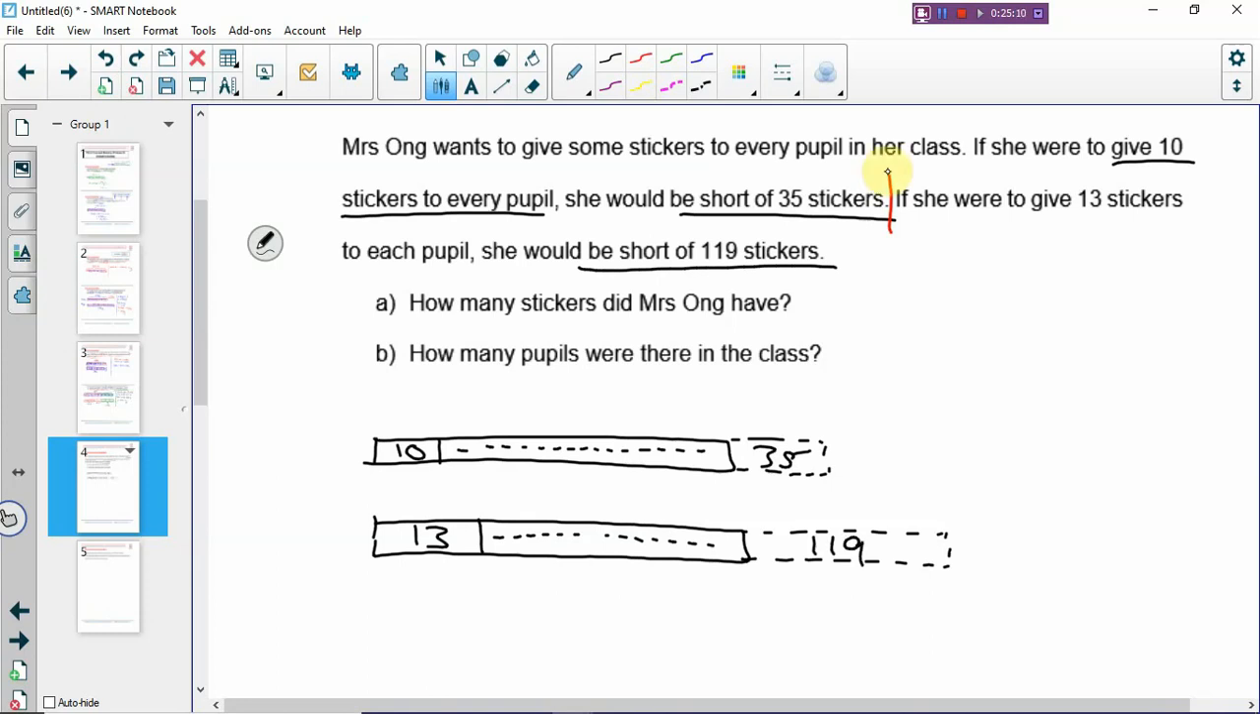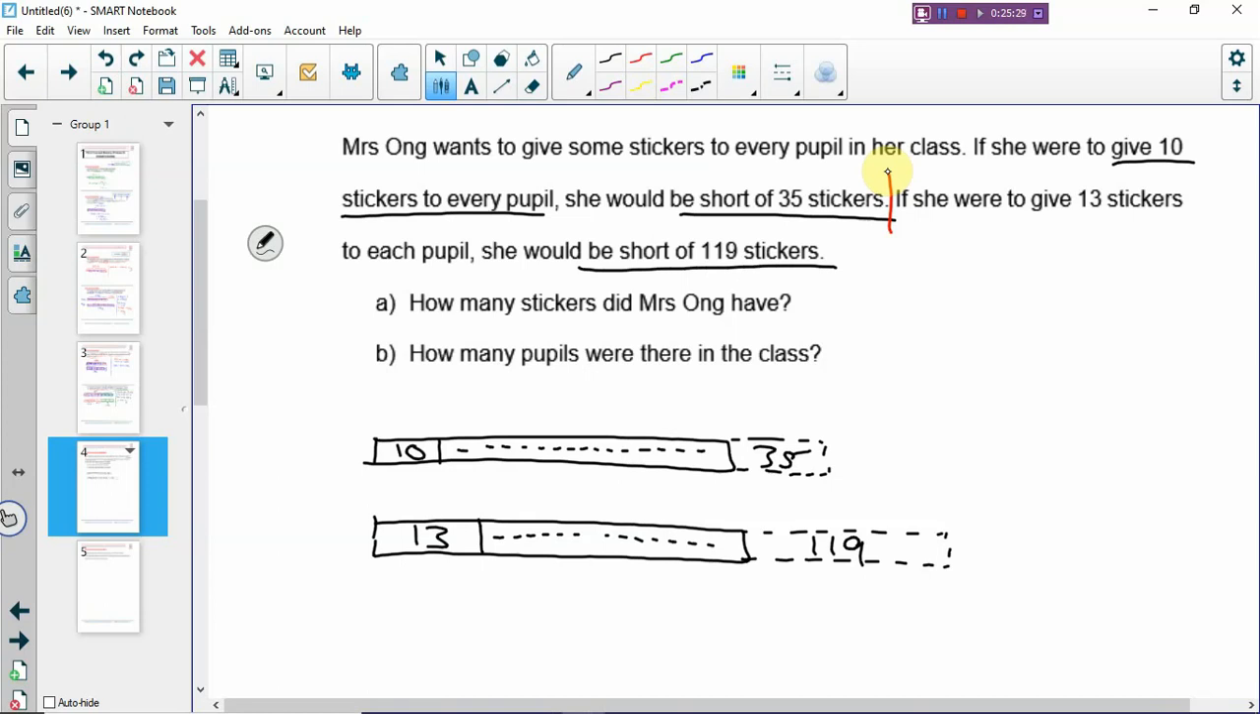Okay, so this is also called your average model. What is average? It means that everybody has the same stickers, right? And we don't know how many boxes to cut. That's why you have dotted lines in your model, right? Dotted lines to represent so many pupils or so many boxes that we don't know how many to cut.